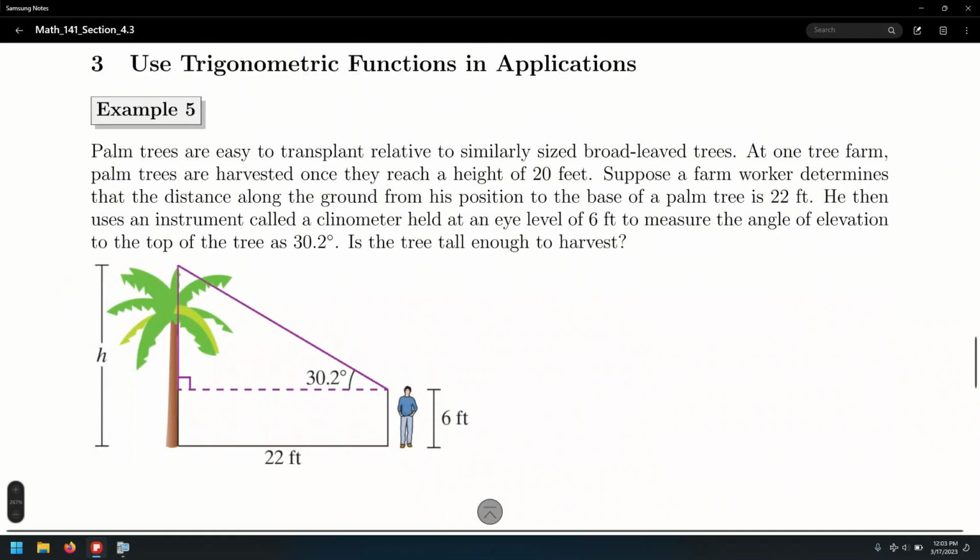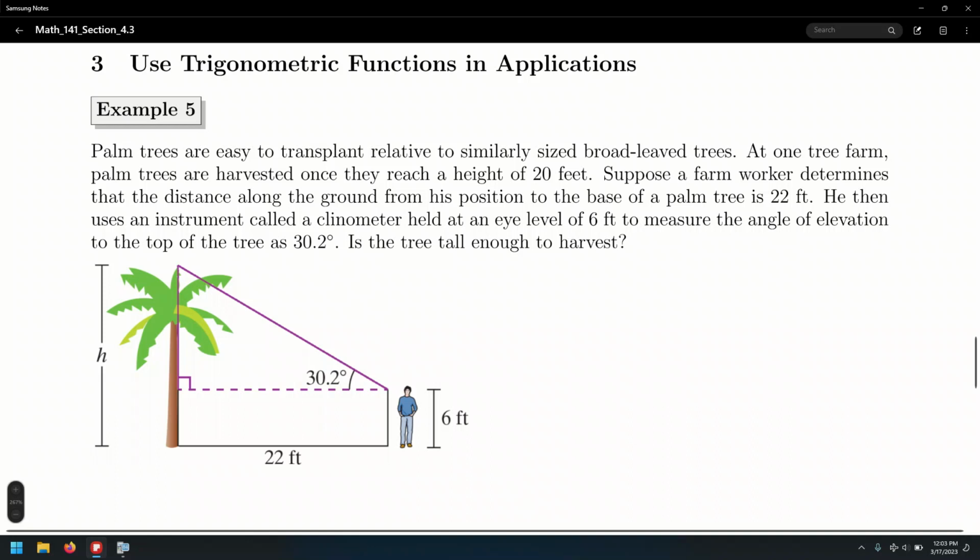Use trigonometric functions in applications. Well, let's have a look at a couple of word problems. What do we have? Palm trees are easy to transplant relative to similarly sized broad-leaved trees. At one tree farm, palm trees are harvested once they have reached a height of 20 feet. Otherwise, if their heights are lower than that value, they can't be harvested yet.